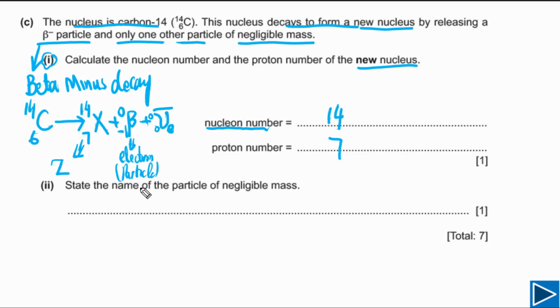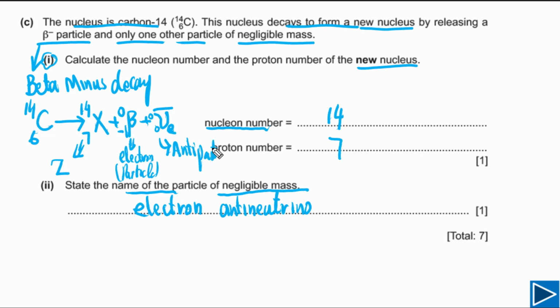The second part is asking us to state the name of the particle of negligible mass. So this is the electron antineutrino. Now you need to understand that if the electron is a particle, this one has to be an antiparticle, meaning it has to be an antineutrino. This is the point you need to remember. So this has to be an antiparticle.